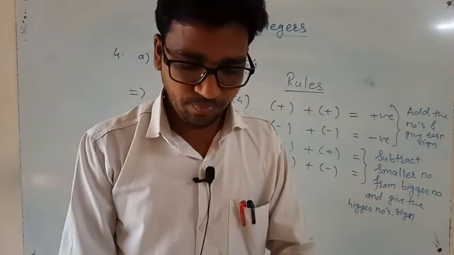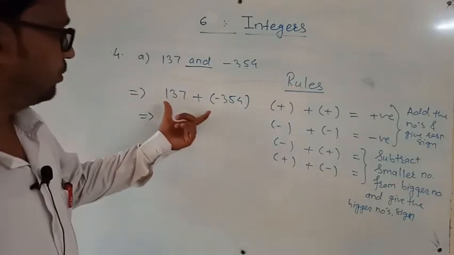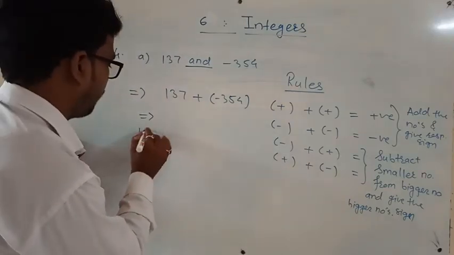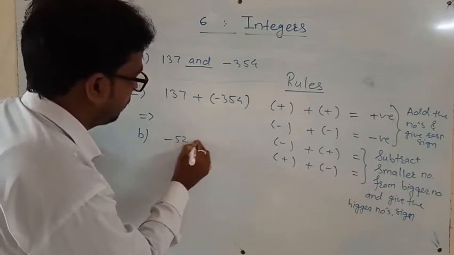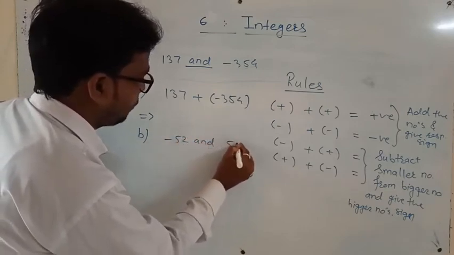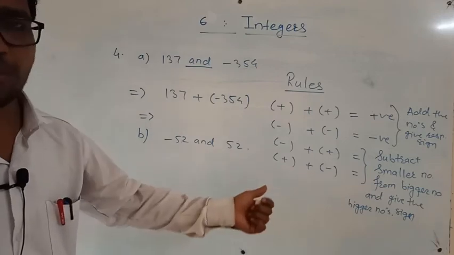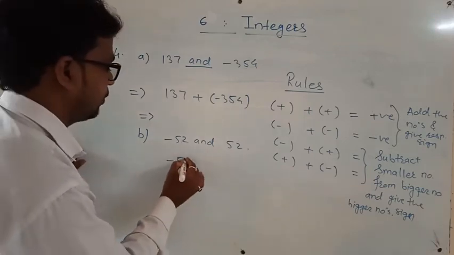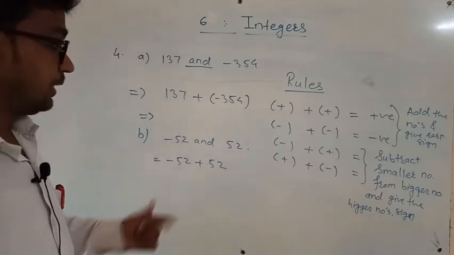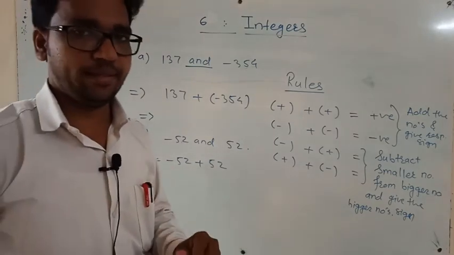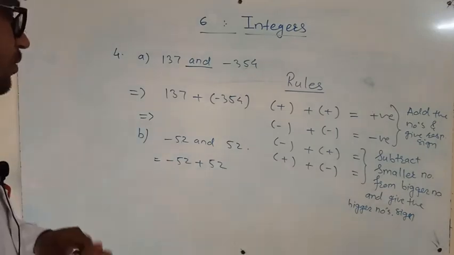Question number 4. You have to write like this. B is negative 52 and 52. Negative 52 and 52. So how to write this? Negative 52 plus 52. Now here if the numbers are like this, then what is it?